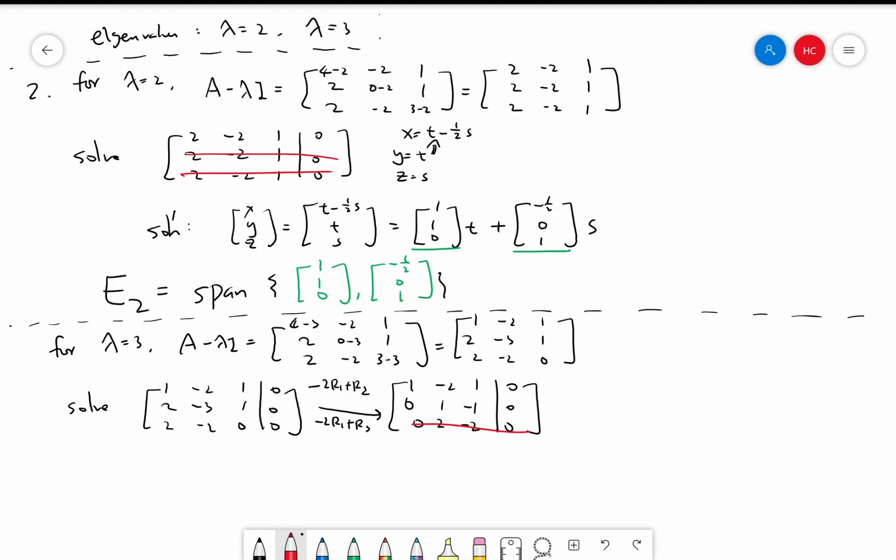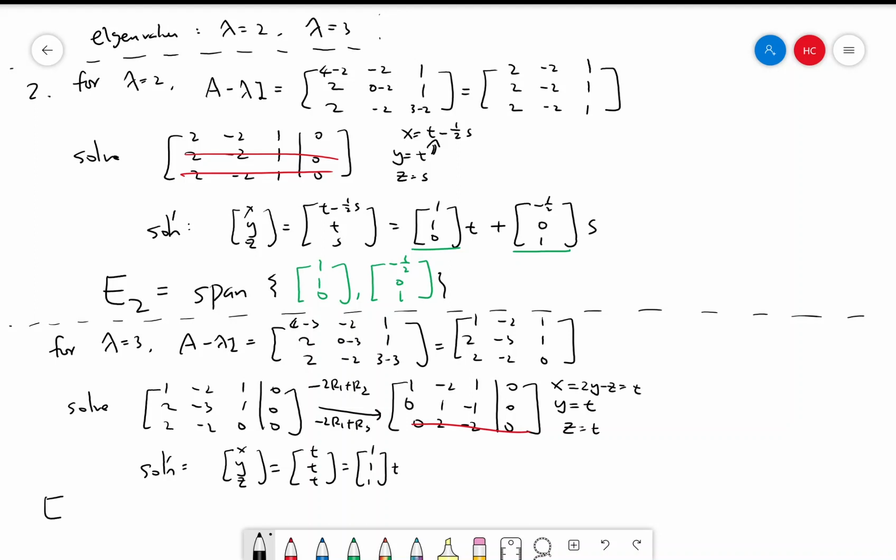Now we have 3 variables, but one row does not count, so we have one free variable. If z is equal to t, then y, according to the second row, is also equal to t, and x, according to the first row, is equal to 2y minus z, which is also t. So the solution is (x, y, z) equals (1, 1, 1) times t. So the eigenspace corresponding to the eigenvalue 3 is equal to the span of the vector (1, 1, 1).